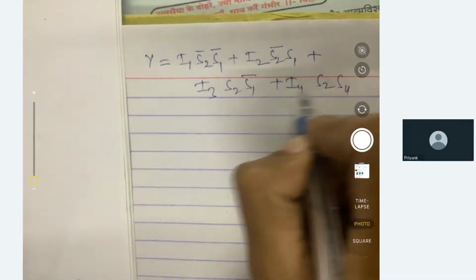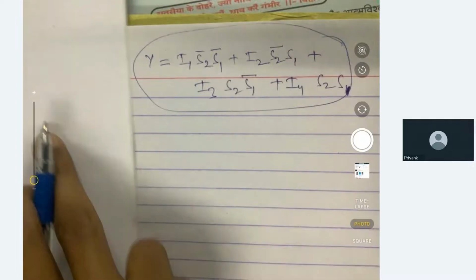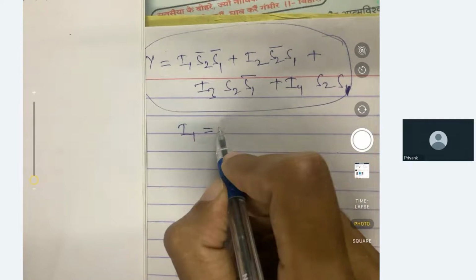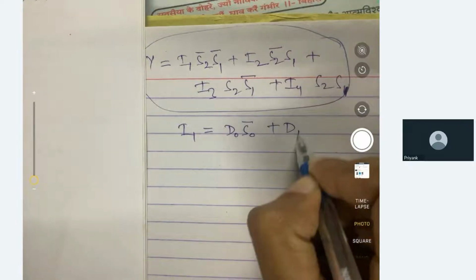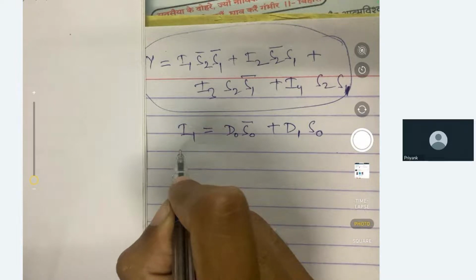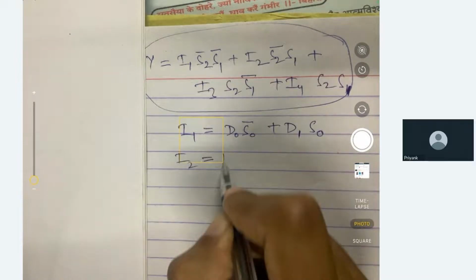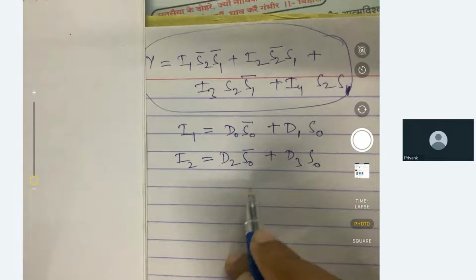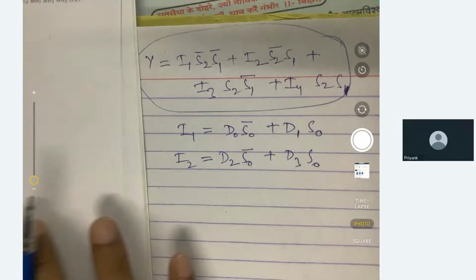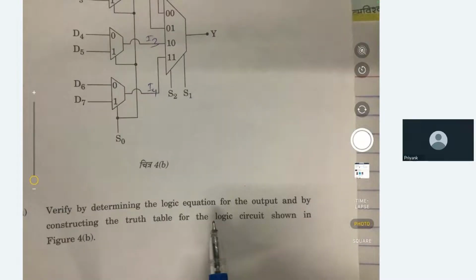This way this Y will come out, and then for I1, I2 we have to write I1 is equal to D0 F0 bar plus D1 F0. I1 will be like this. I2 will be equal to D2 F0 bar plus D3 F0. So likewise, we have to go, and then after writing this logic equation, we have to verify it for output.